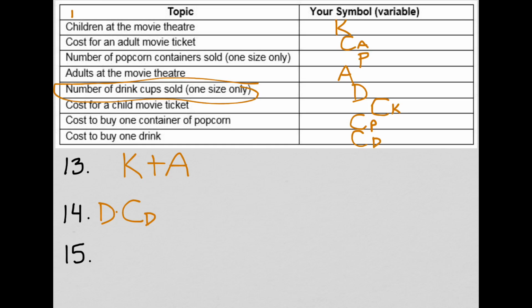Okay, now 15 is kind of fun. You can just write something that doesn't make sense and explain why it has no meaning. Like, for example, I'm going to say maybe P plus CK. Why would I add how many popcorn containers were sold to the cost of one child ticket? What would that be? Would my units be money? Would my units be popcorn? I don't know. It doesn't mean anything, so that's why it has no meaning. I did my explanation verbally, but you can write yours down.